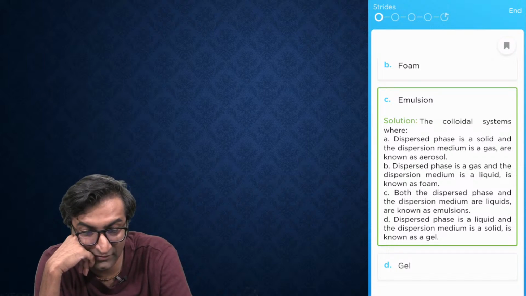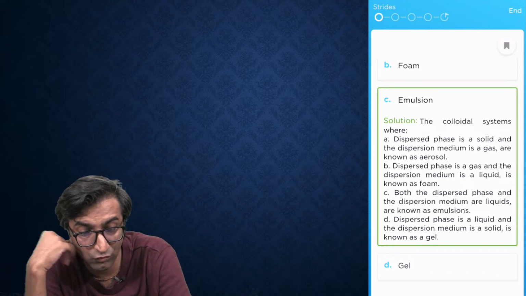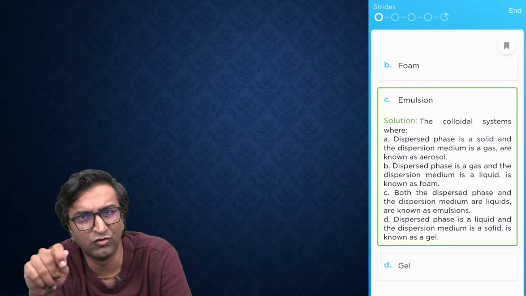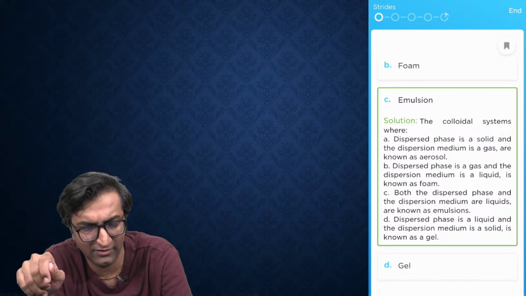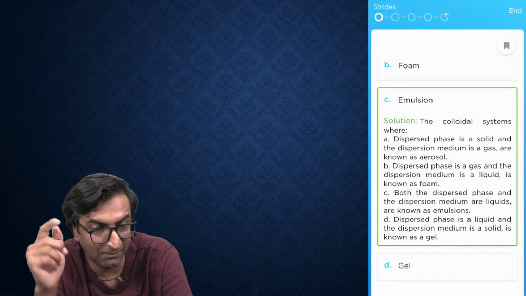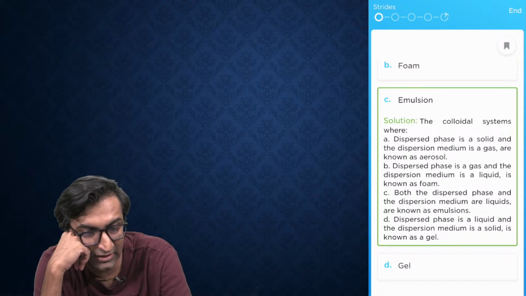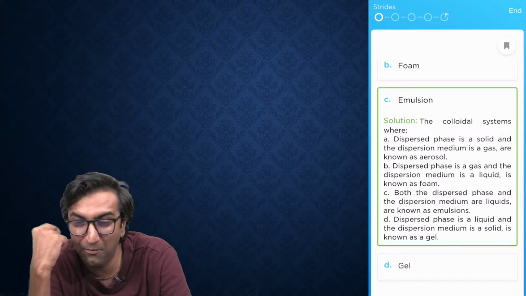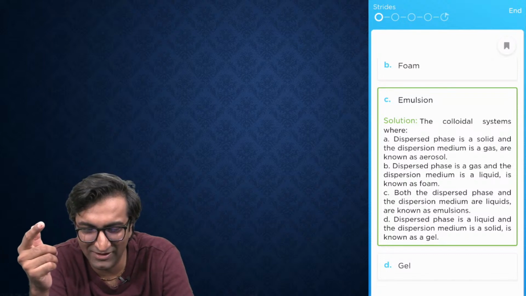Last one. Dispersed phase is a liquid and the dispersion medium is solid. That is called a gel. Gel, you know, like toothpaste gel, right? Dispersed phase is liquid and dispersion medium is a solid. Okay, interesting. Paint is emulsion. Yes, absolutely. Hi Chirag, how are you doing? Paint, all right. Paint is emulsion. You guys remember? Good, everyone reads NCERT.